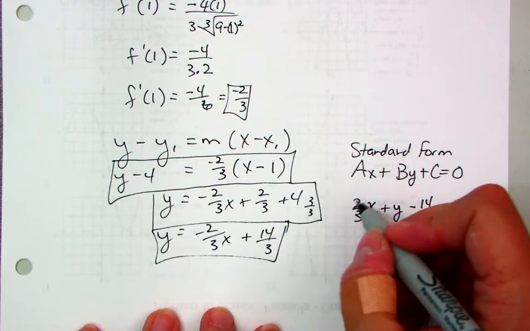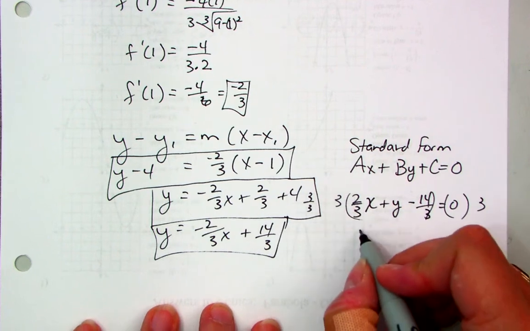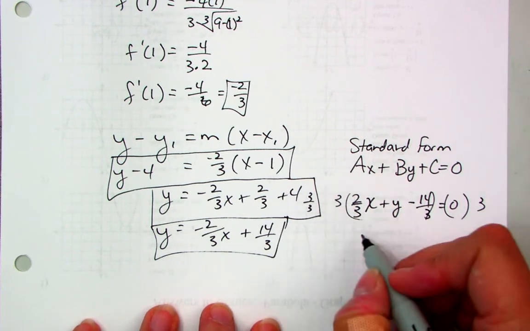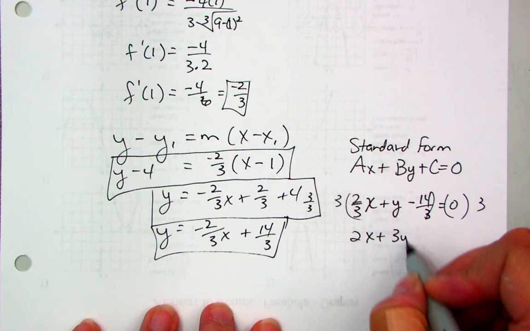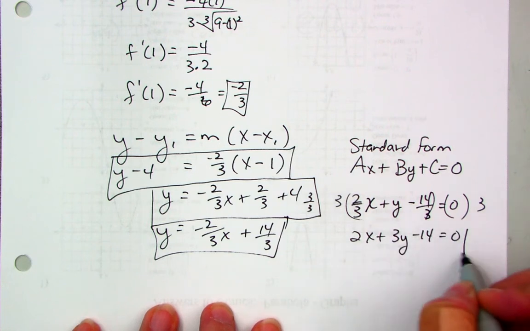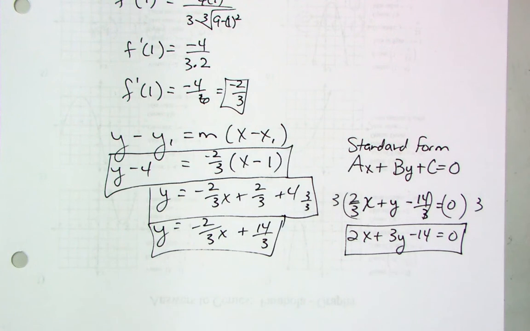And so now I've got to multiply both sides by the common denominator, which is 3, which I can do. I'm allowed to do that. So I do it on both sides. So that's 2x plus 3y minus 14 equals 0. There is the same equation of the tangent line to the graph of f at 1, 4 in standard form.